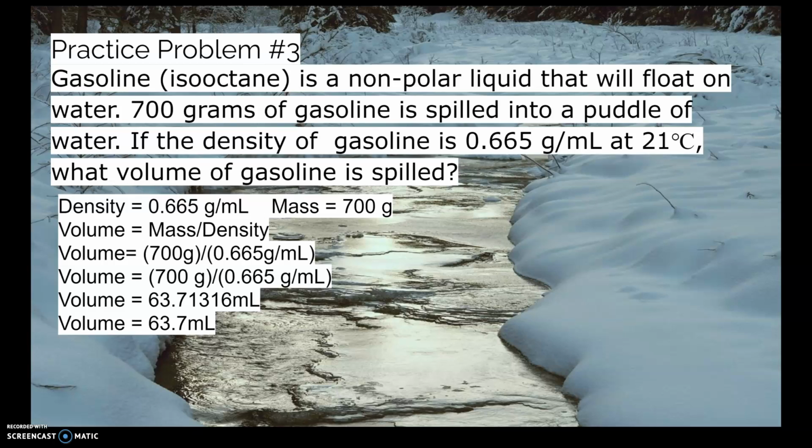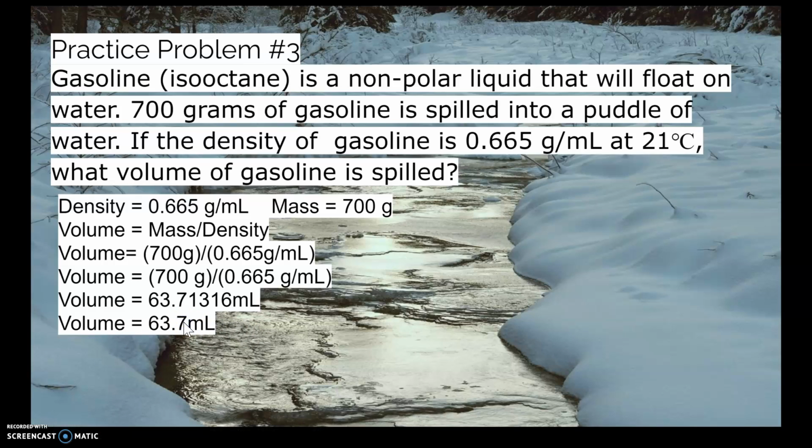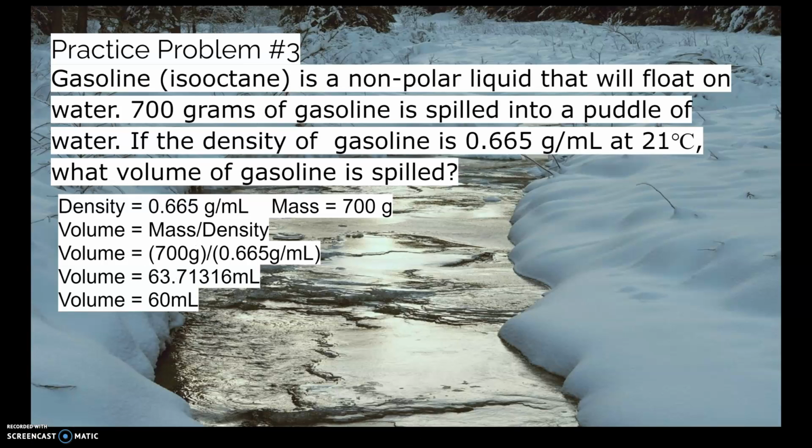Our calculator answer is 63.71316 milliliters. We then look at significant figures. This is a division problem. Therefore, we need to provide the least amount of significant figures. 700 grams has 1 significant figure, and 0.665 has 3 significant figures. Therefore, the volume should be 60 milliliters.